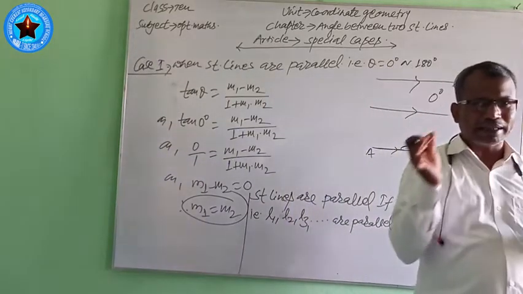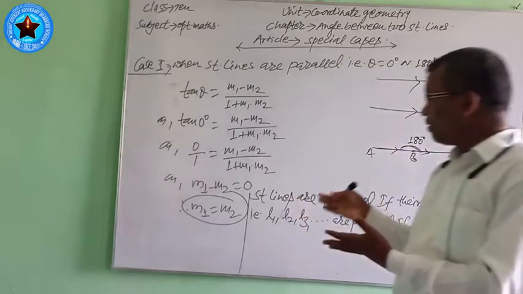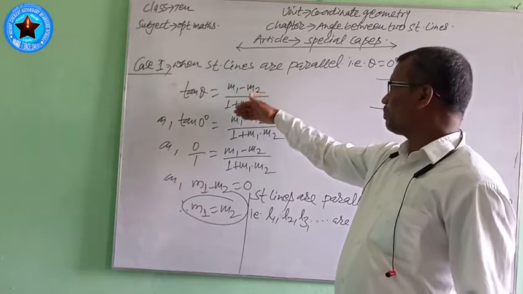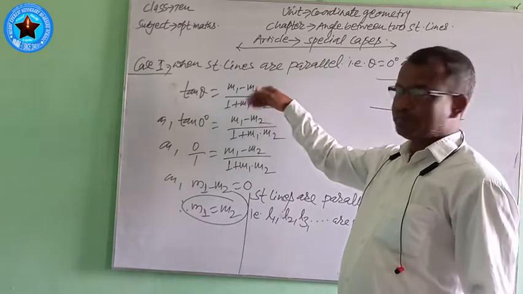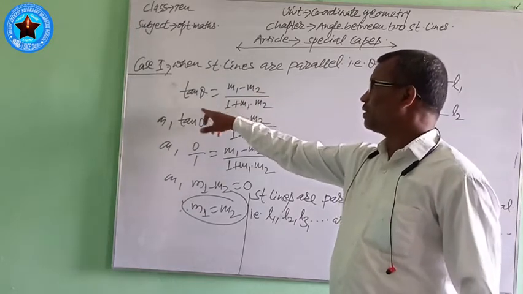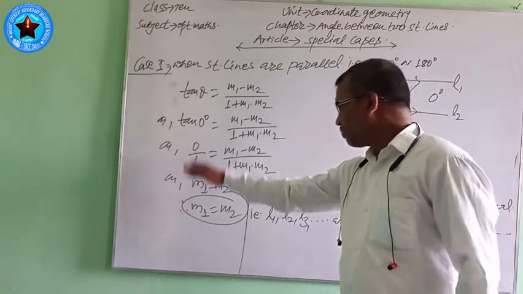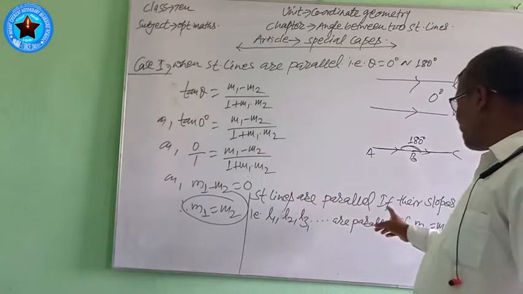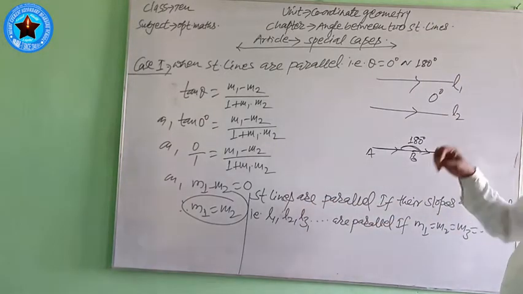Very simply we can see, and this we have got from tan theta equals (m1 minus m2) by (1 plus m1 into m2). Simplifying this and giving the value of theta as 0 degree or 180 degree, we have got the result m1 equals m2. Therefore we can say that straight lines are parallel if their slopes are equal.